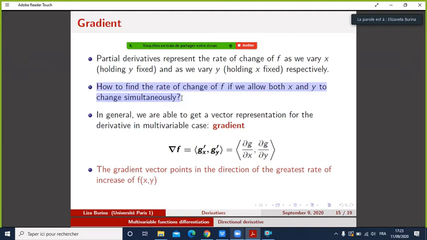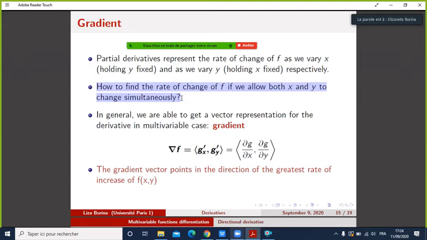So you should now start thinking of more three-dimensional graphs, because we have one axis for x and y, and now they are independent variables, and then we have another axis for f, for the value of the function, and that will be our dependent variable. Okay, so before we get to directional derivative itself, we need to introduce gradient.